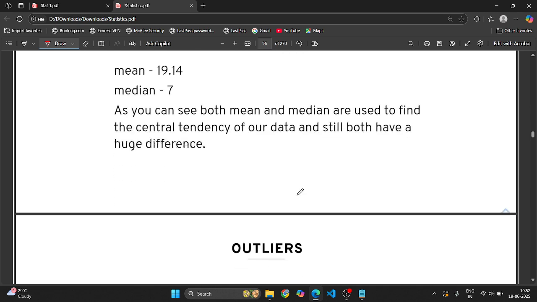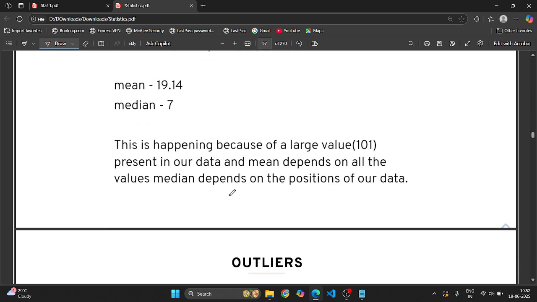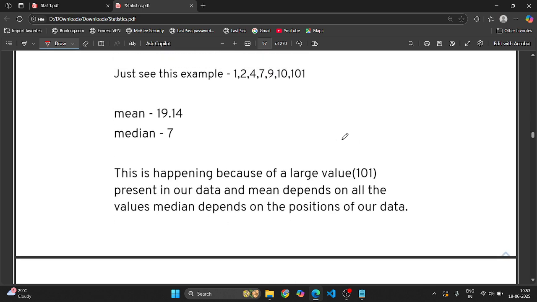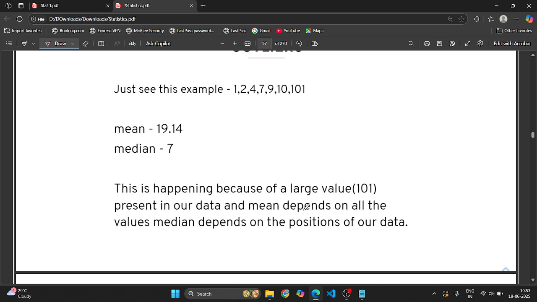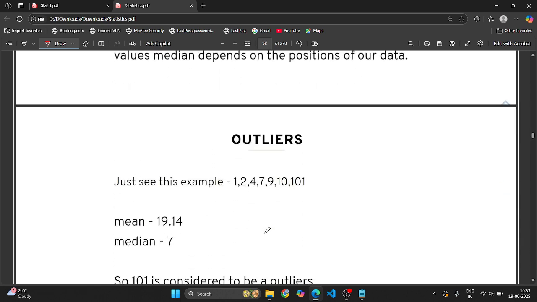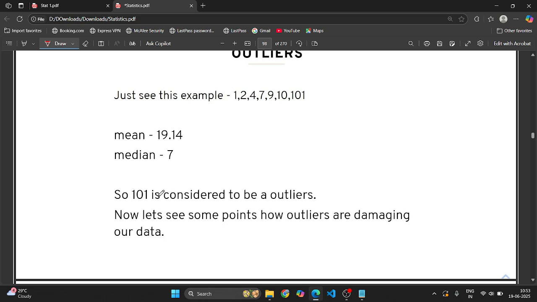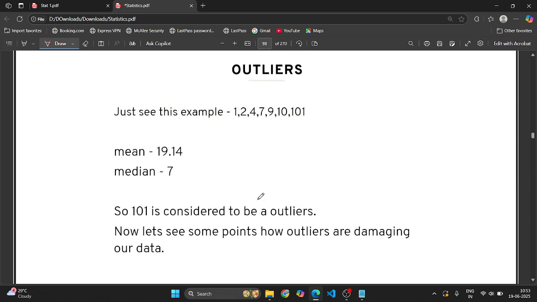have a huge difference. This is happening because of the large value 101 present in our data. The mean depends on all the values, while the median depends on the position of our data. So 101 is considered to be the outlier.